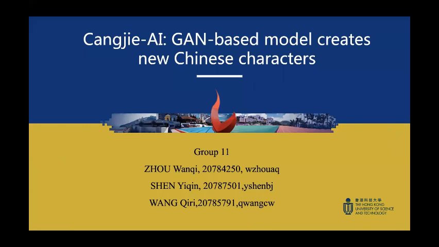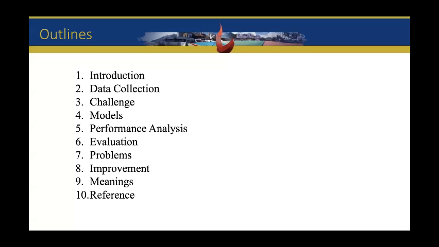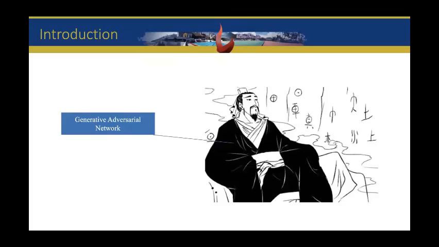Hello everyone, I'm Wanqi. We are Group 11 and our topic is Cangjie-AI: GAN-based model creates new Chinese characters. Our project is related to image synthesis. We apply the techniques of generative adversarial network to train a learner called AI Cangjie for the creation of new Chinese characters. The name of the learner Cangjie is derived from a famous mythological figure who is memorized by Chinese people for inventing the earliest Chinese characters.